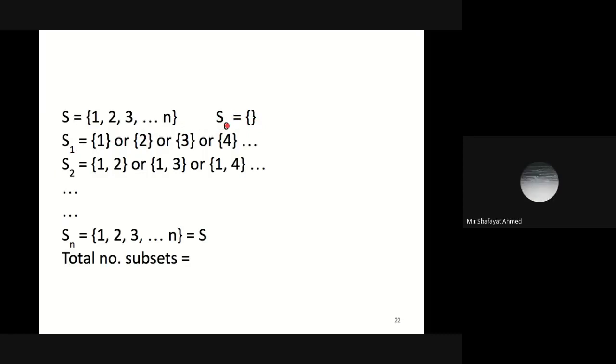So for subsets of size 0, what are you doing? You are choosing 0 elements from a choice of n elements, right? How many ways are there to do that? nC0. One way. Only one way. nC0, which is only one way.